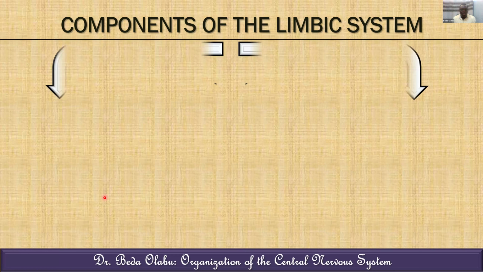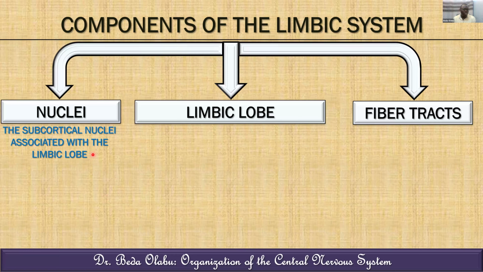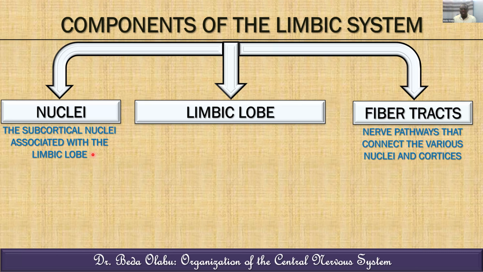If we're to say something about the nuclei, and we'll take time to look at each of them, they're the subcortical aggregation of neuronal cell bodies. They are nuclei which are associated with the limbic lobe. And remember, the fiber tracts are just nerve pathways. They are neuronal pathways that connect various nuclei and cortices of the limbic system.